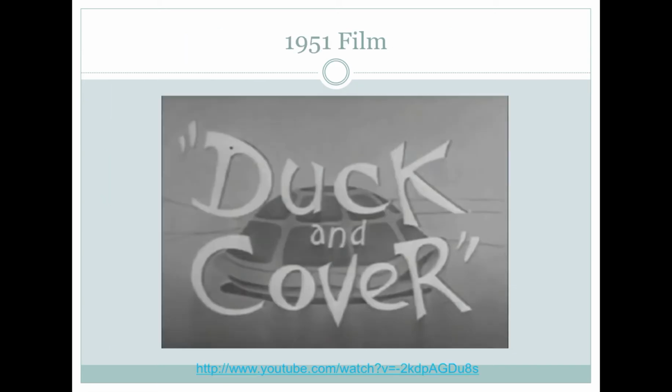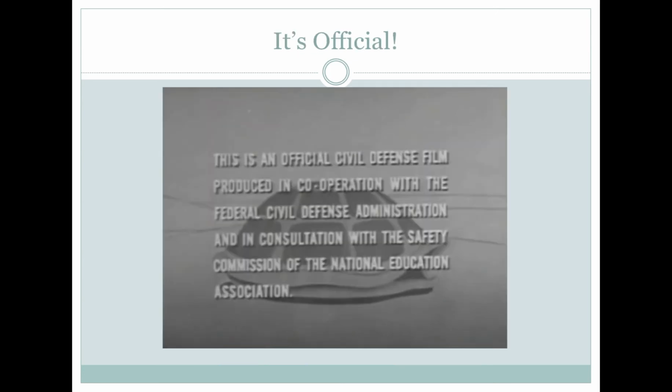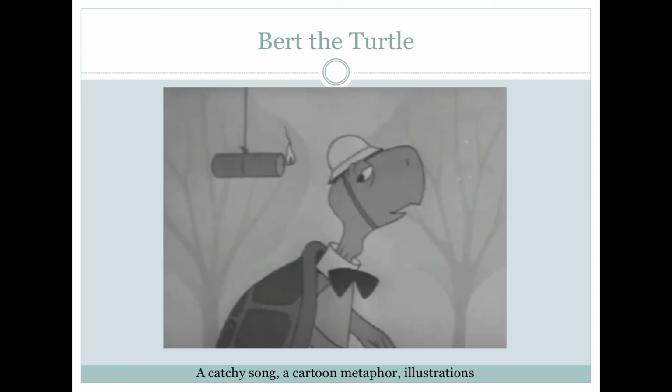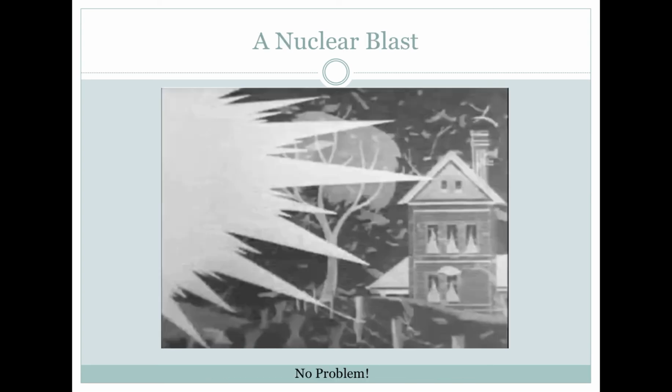For our next video, we searched the Wayback Machine and landed in 1951. Duck and Cover was a film created by Civil Defense and the National Education Association to tell students what to do if an atomic bomb was dropped. The 9-minute video features a catchy song and a cartoon metaphor of Bert the Turtle, who ducks into his shell at the sign of danger.